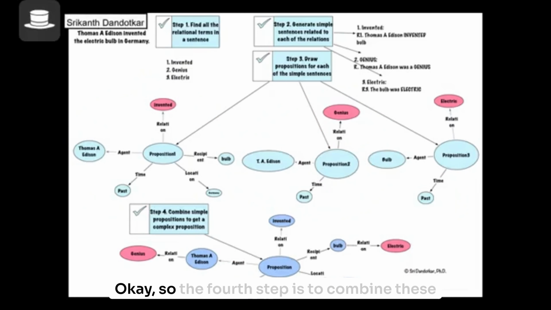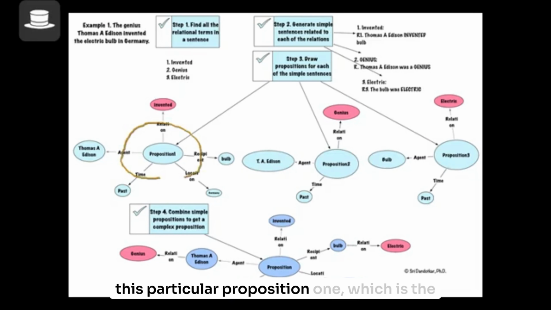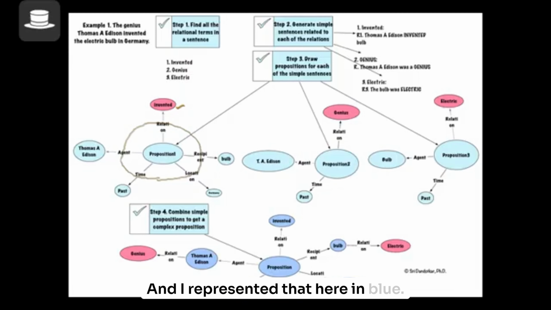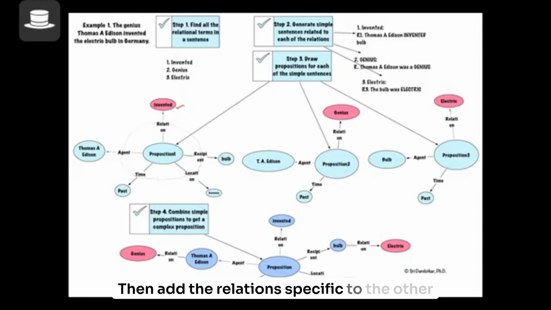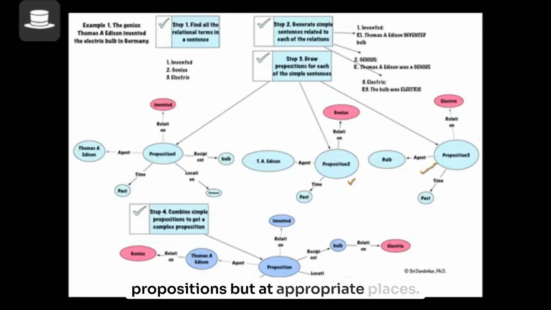Okay, so the fourth step is to combine these individual propositions. The easiest way to do it is basically to take proposition one, which is the main proposition because it has the main verb, invented. And I've represented that here in blue. Then add the relations specific to the other two propositions, but at appropriate places.